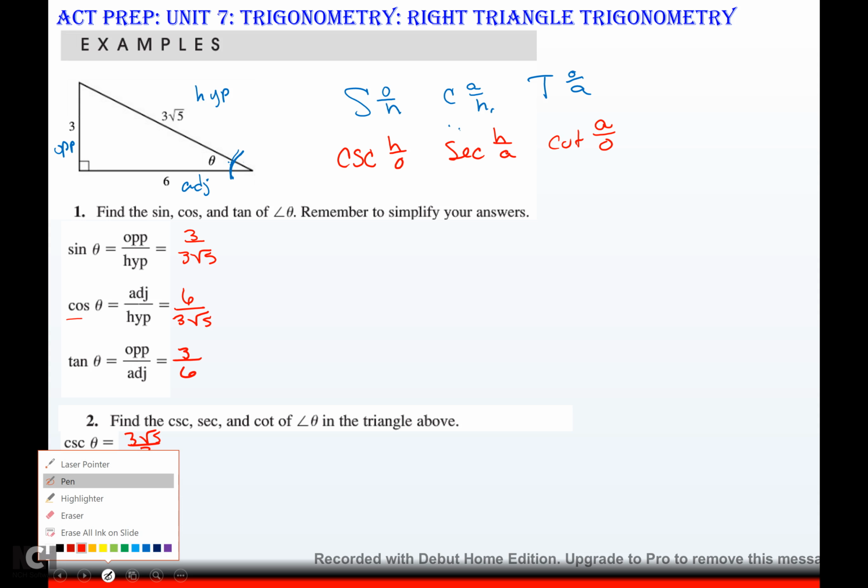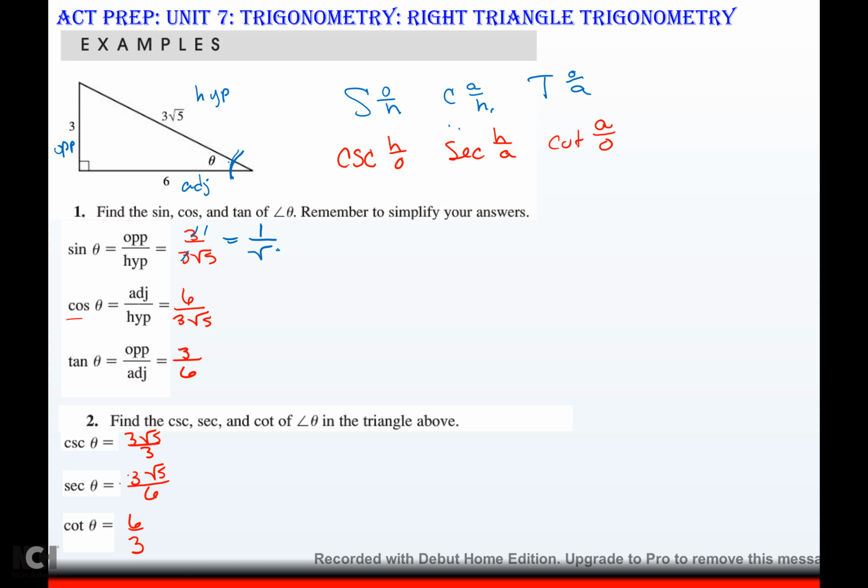Now, unfortunately, we're not done because you cannot leave radicals. You need to simplify them. You need to reduce them to simplest terms if you can, and you need to eliminate any radicals in the denominator. So first of all, I notice that 3 cancels 3, which gives me 1 over the square root of 5. And then to rationalize, I'm going to multiply the top and the bottom by the square root of 5, and I get the square root of 5 over the square root of 25, which is just 5. There's my sine.